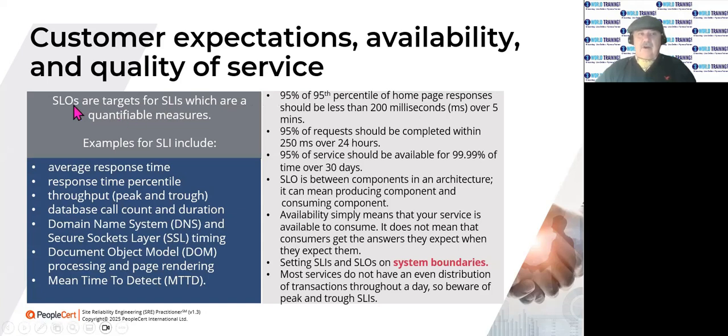So the SLOs, again, are targets associated with the data, the SLIs, that are quantifiable measures. SLIs could be more than just availability. It could be things like average response time, or response time percentile, or throughput, peak and trough you might care about, database call counts and durations, domain name system (DNS) and secure sockets layer (SSL) timings, document object model processing and page rendering, mean time to detect.